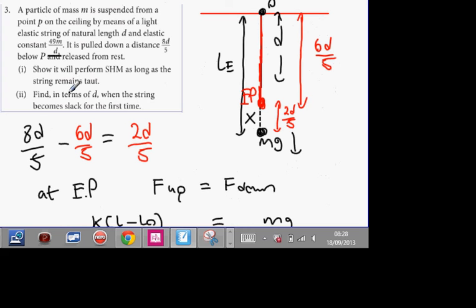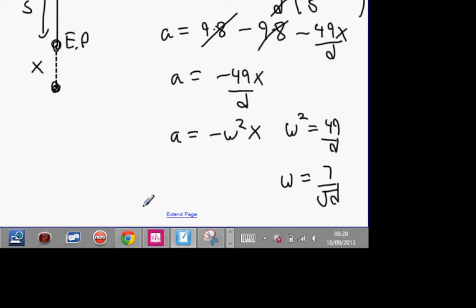Now find, in terms of d, when the string becomes slack for the first time. When does a string become slack, guys? Not when it's at the equilibrium point. The string only ever becomes slack when it makes it back up to d, when it makes it back up to the natural length. Okay? So let's reevaluate our system at the moment.